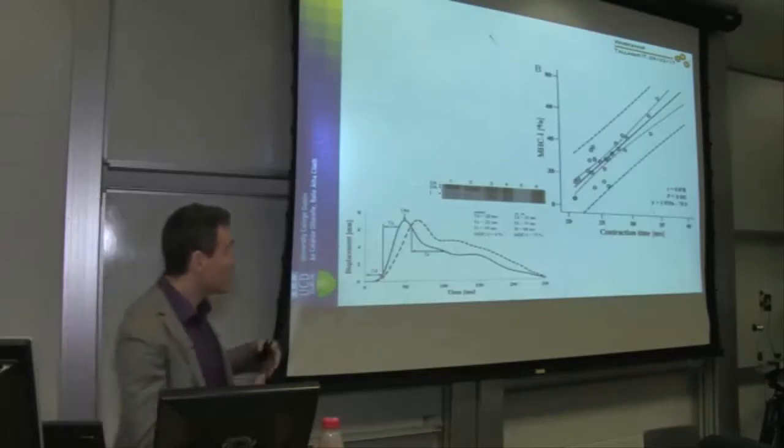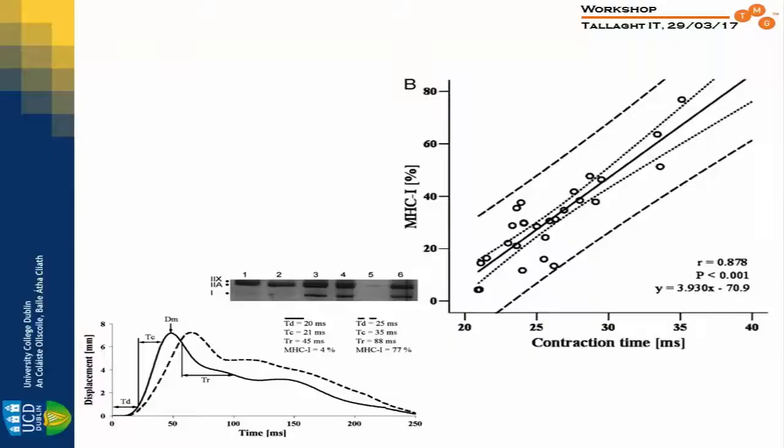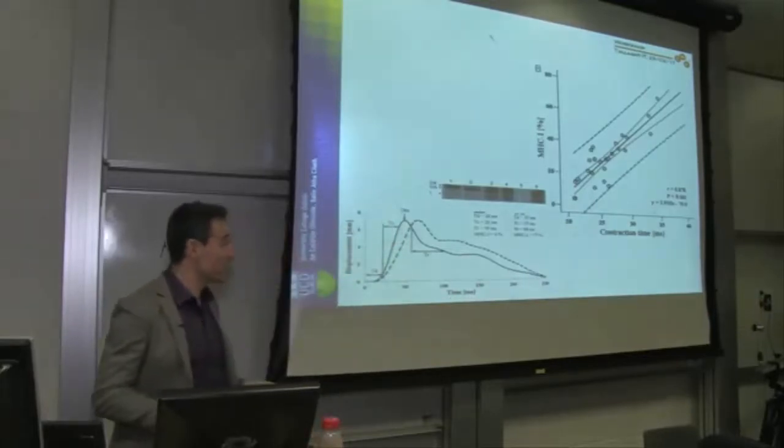When they correlated all the data, so when they correlated contraction time with percentage of slow twitch fibers, you see the correlation is very high. There's a very high level of correlation, nearly 0.9. And you can tell this is strong now because it's the same subjects. It's not two different groups, okay? And I'd say the correlation is quite compelling there.